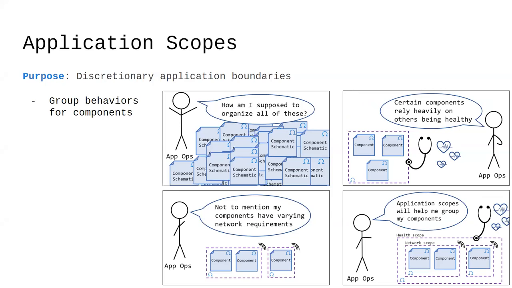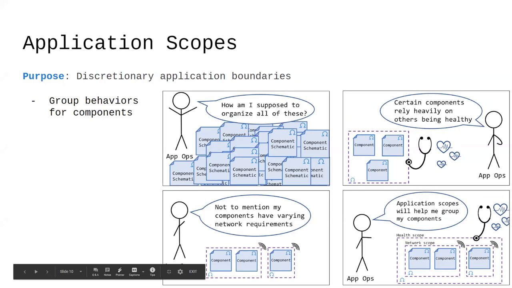Another example of a behavior that you might want to group components by could be health. So if you have a set of components that are very dependent on each other and you want to make sure that they are all running and healthy, you would place them within the same health scope.